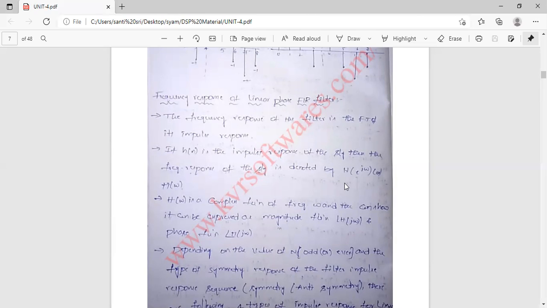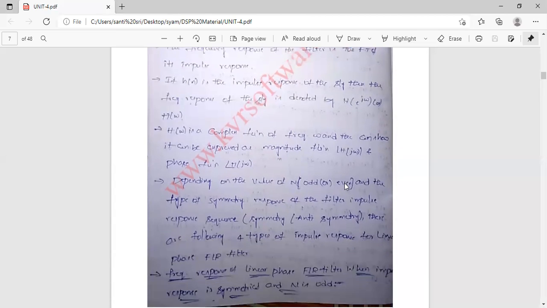Okay. So the frequency response can be expressed as a function of magnitude and phase. Magnitude is mod H of e power j omega and phase angle is phi of omega. Depending on the value of N, if N is odd or even, and the type of symmetry of the filter impulse response sequence, that is symmetry and antisymmetry, there are the following 4 types of impulse responses for linear phase FIR filters.